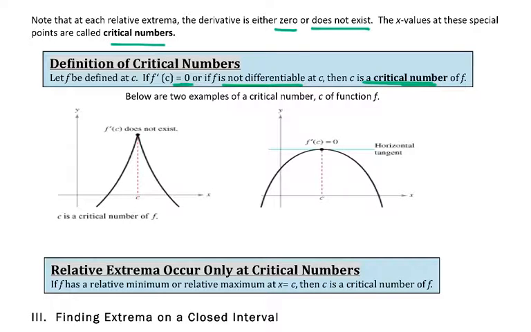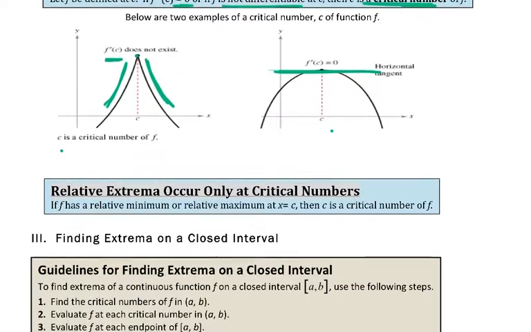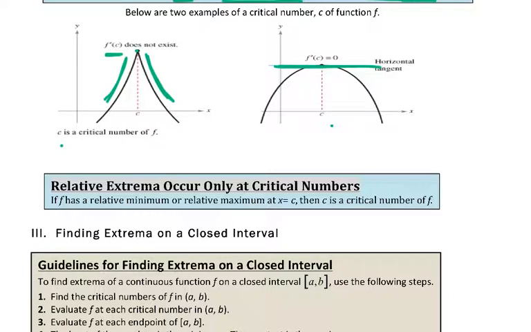Here are two more examples. So in this picture on the left, the derivative for this left-hand side is going to be different from the derivative on the right-hand side. And that means the derivative at c does not exist. So c is a critical number because the derivative, f prime of c, does not exist. Here on the right-hand side, we have a horizontal tangent where the derivative is 0. So c is also a critical point here. So we get this summary where it says, if f has a relative min or relative max at x equals c, then c is a critical number of f.